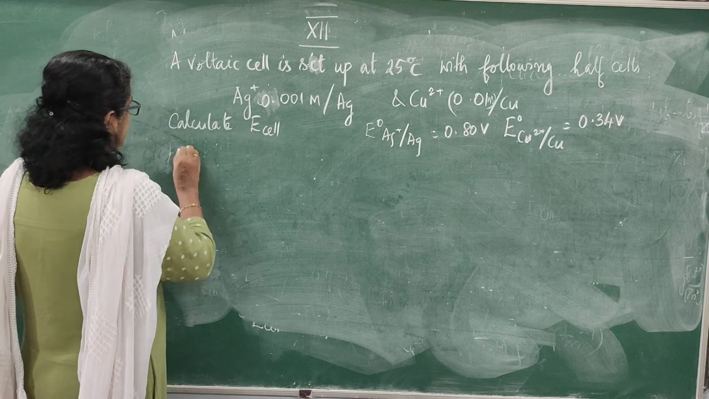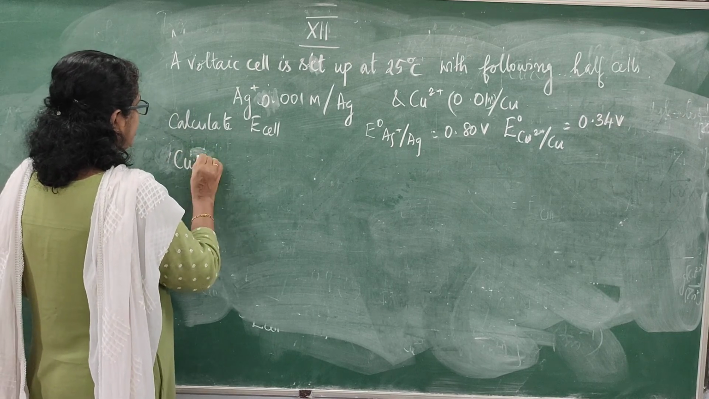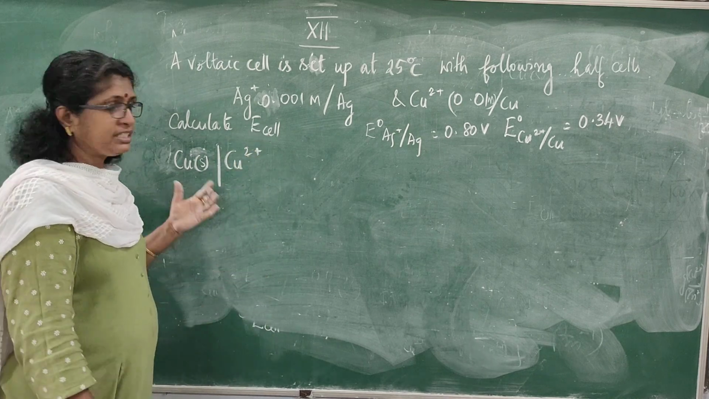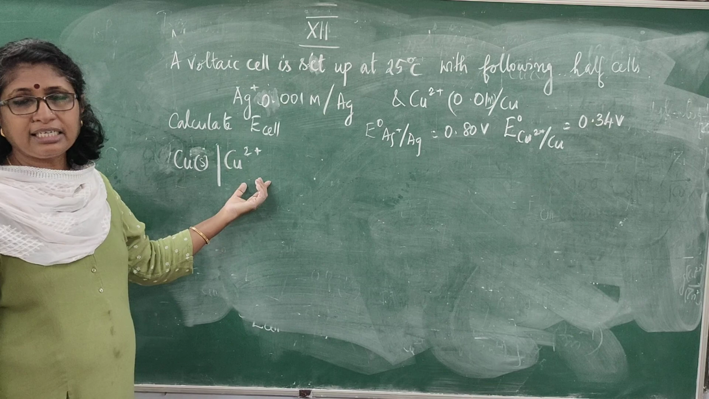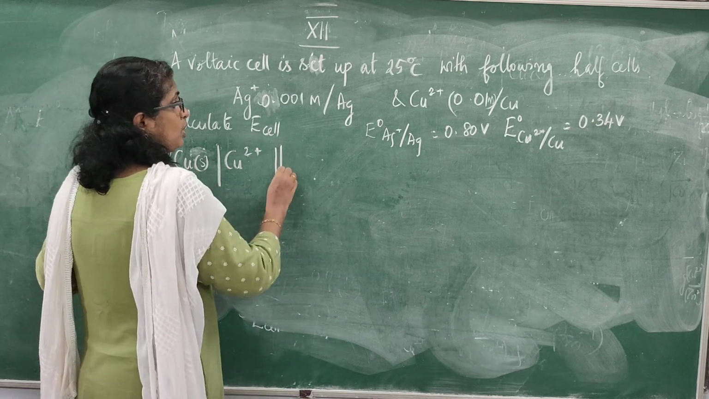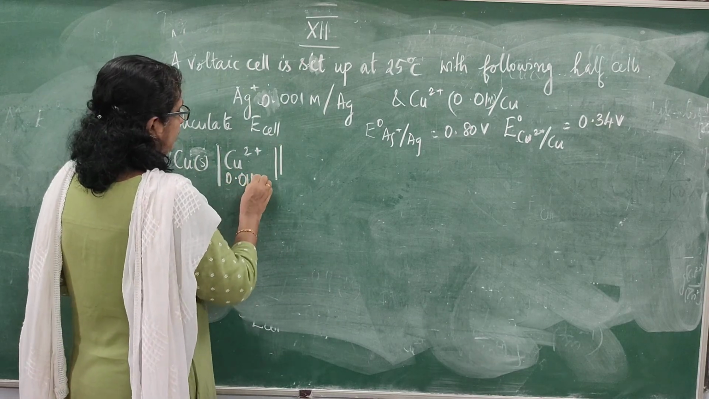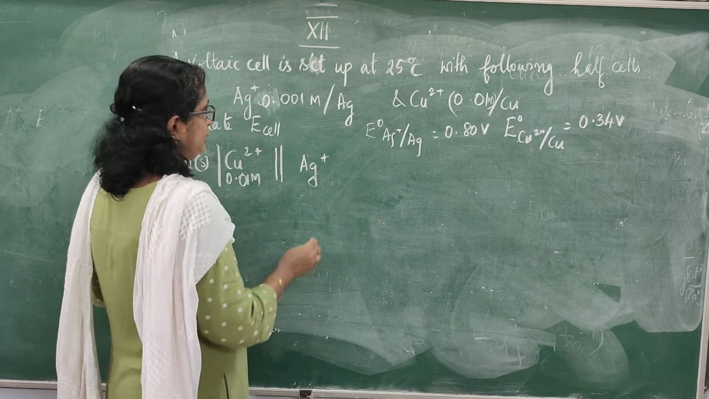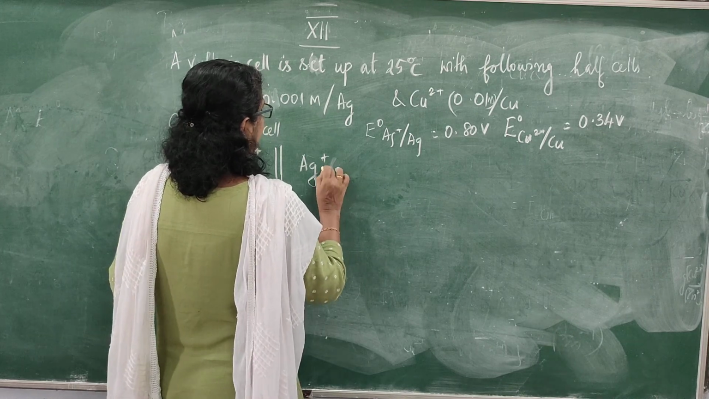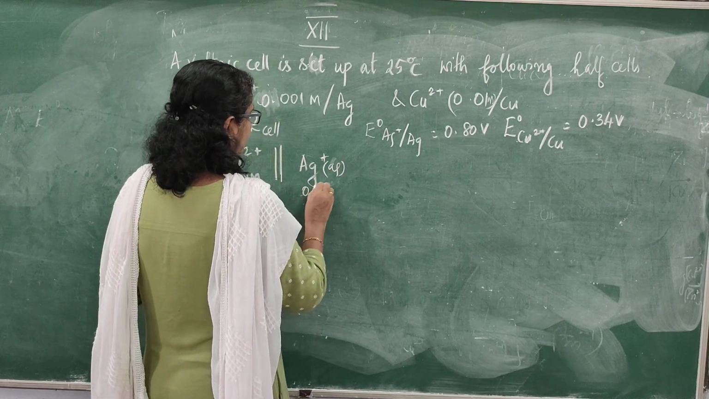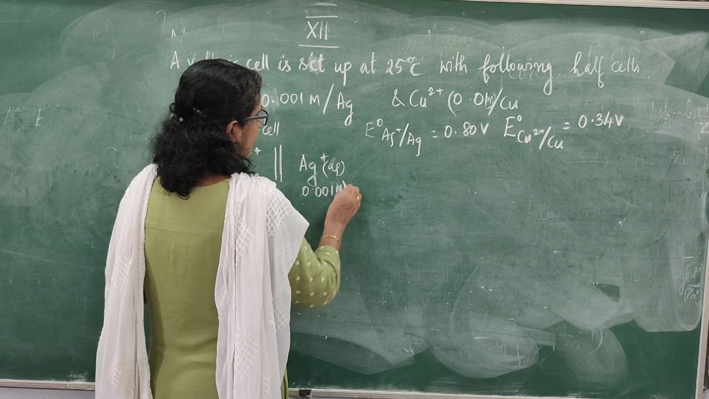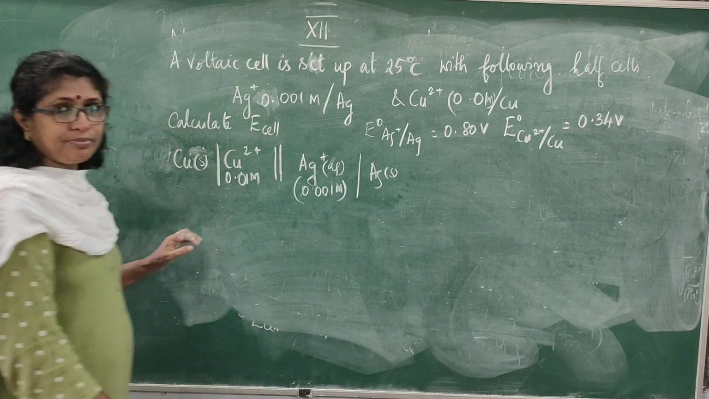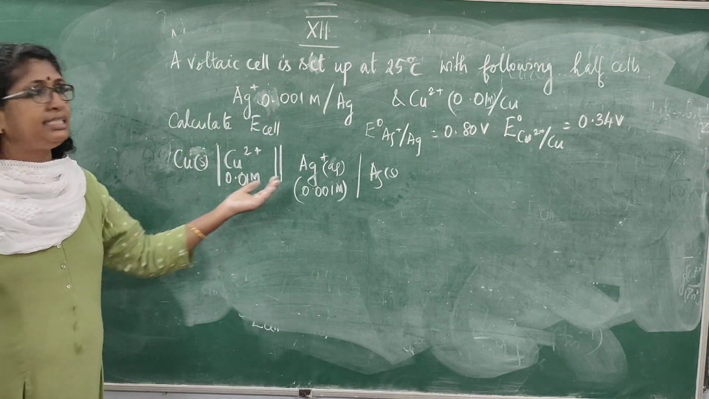Cu solid | Cu2+ aqueous. When you are writing the anode, first write the electrode, then the electrolyte with concentration 0.01 molar, then Ag+ aqueous, what is the concentration? 0.001 molar | Ag solid. This is our cell. This is anode, this is cathode.